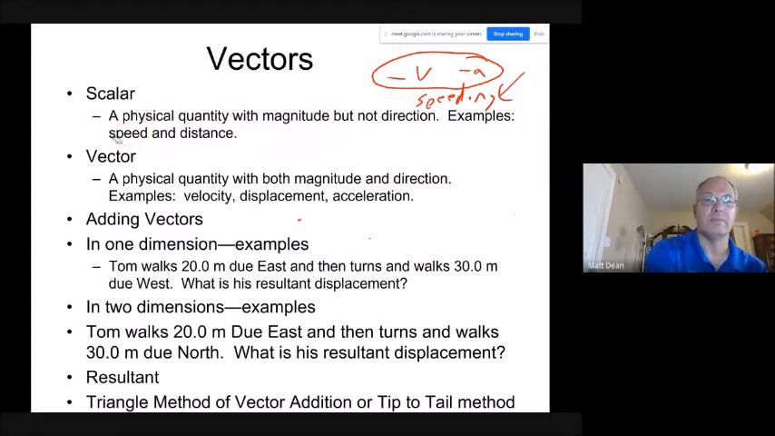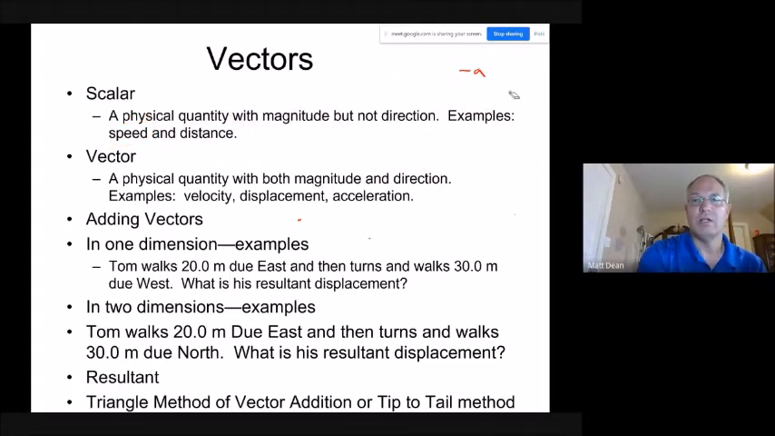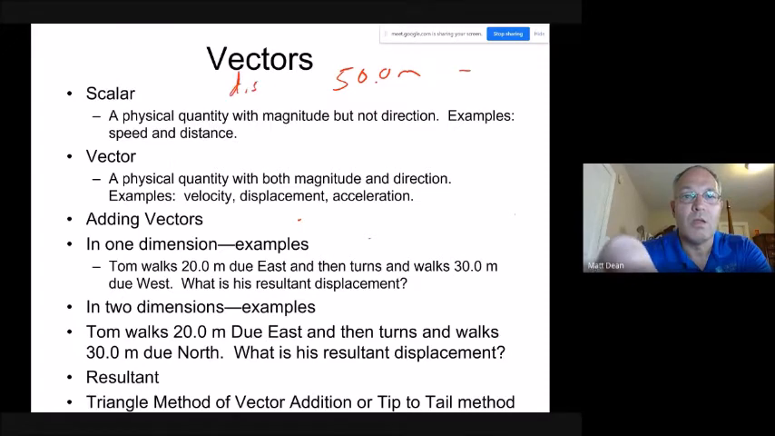What is his displacement? First of all, let's say the question asks what distance does he travel? Remember, with distance, a scalar, direction doesn't matter. So if he walks 20 meters due east and 30 meters due west, his distance traveled is 50 meters. But in this case, we're asking for displacement. Displacement is a vector. Direction matters.